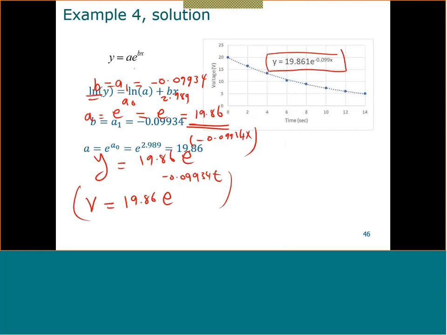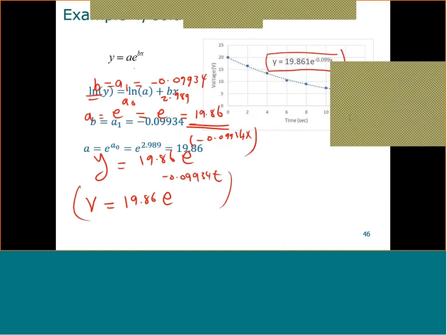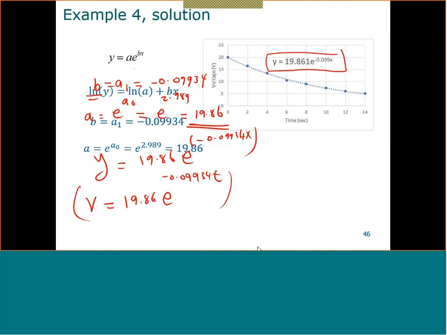Okay, so why would there be an error with A, the initial condition? That's a good question. Your colleague is saying that if I substitute, and this is a very good question to be honest with you, if I come here and find V of 0, V of 0 is equal to 19.86 e to the power of minus 0.09934 times 0. This becomes 1, so it's 19.86.